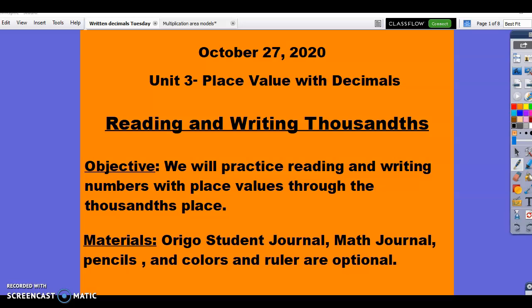Today we are going to be continuing our Unit 3, Place Value with Decimals. Inside of your journals on a new clean page, I want you to write the title, Reading and Writing Thousandths. Pause the video here and write that on a new clean page inside of your journal. Today's objective, we will be practicing reading and writing numbers with place values through the thousandths place. Your materials, you will need your Orgo student journal, your math journal, pencils and colors, and a ruler are optional.